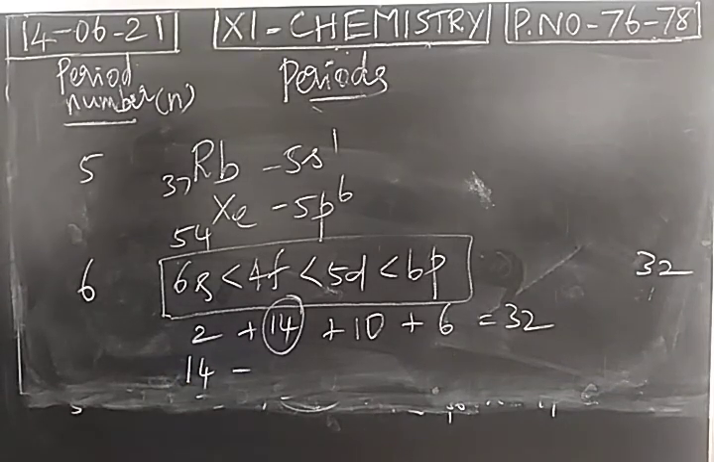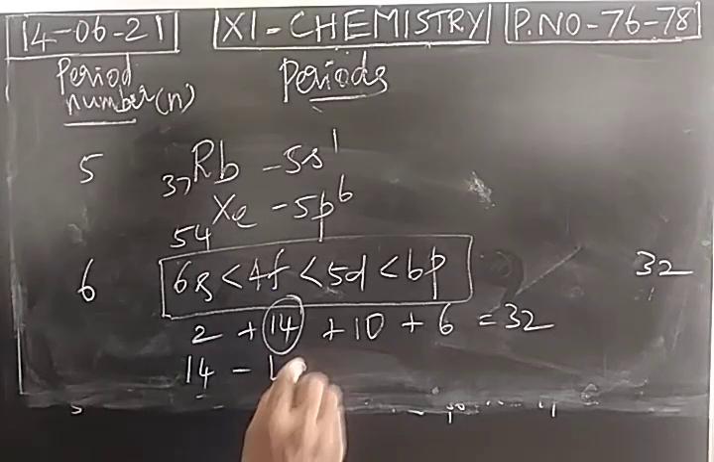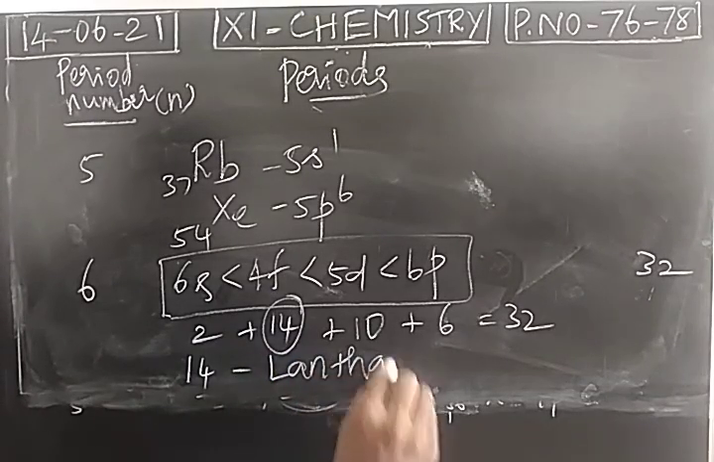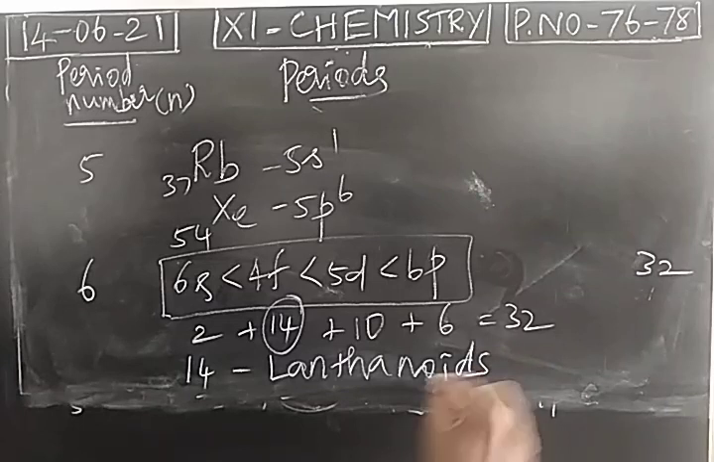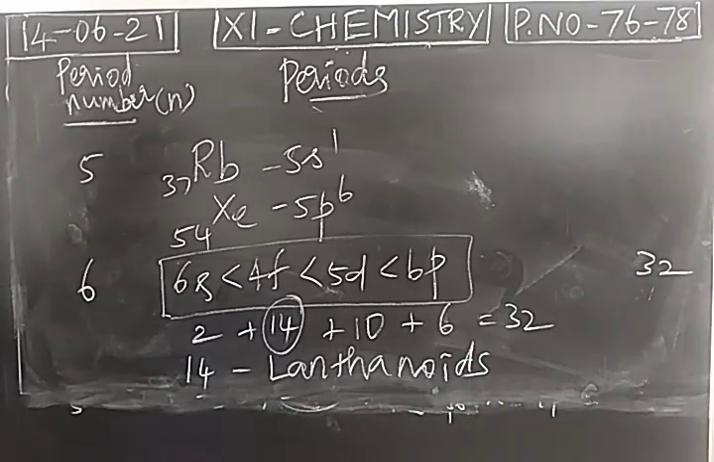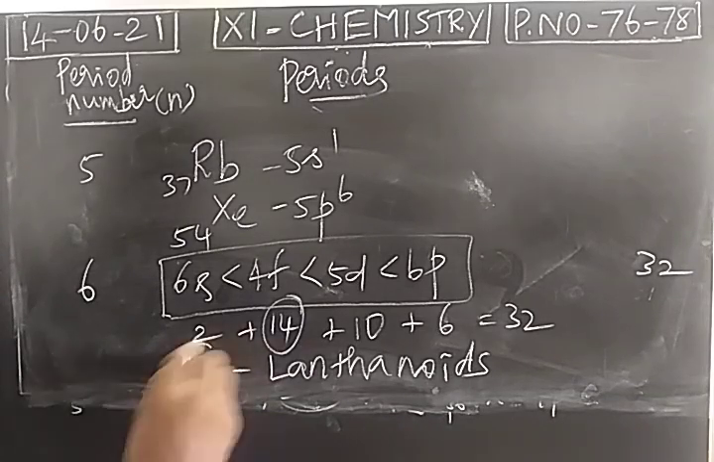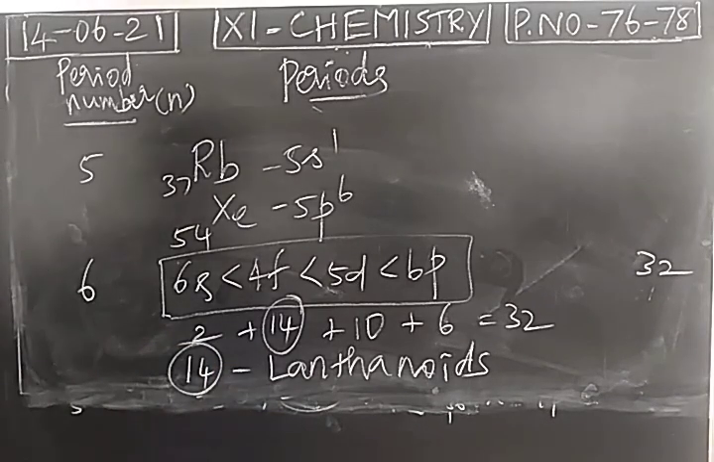It is placed at the bottom of modern periodic table. They are called lanthanides. So outermost orbital will be f. So it is called 4f block element or inner transition element, lanthanide or lanthanides. Okay, these 14 elements will be taken out.